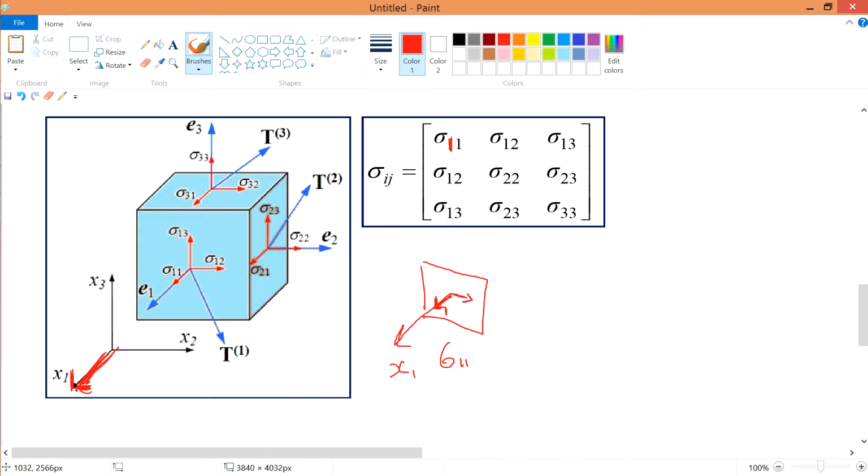If it's acting in this direction, alright, same as this axis over here, so you're actually shearing this piece of plane to this side, alright, and therefore sigma 12. And if you were to pull it in this direction, which is in the x3 direction, you're gonna shear it in this direction, alright, and therefore it will become a shape like this.